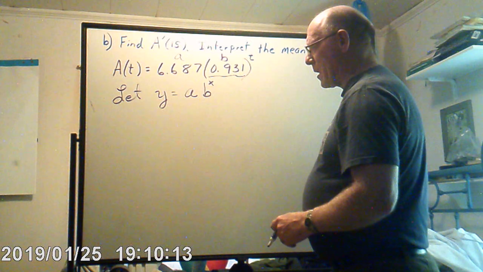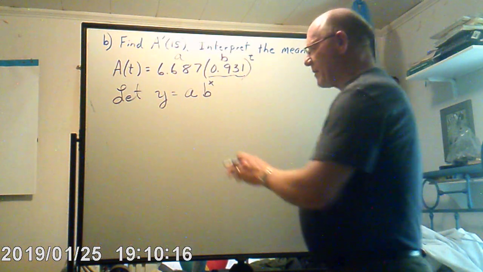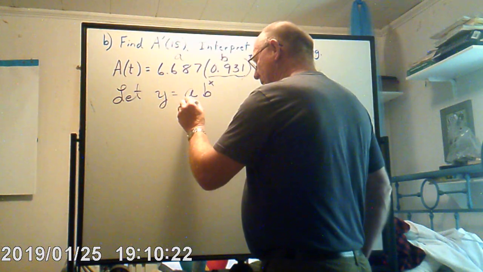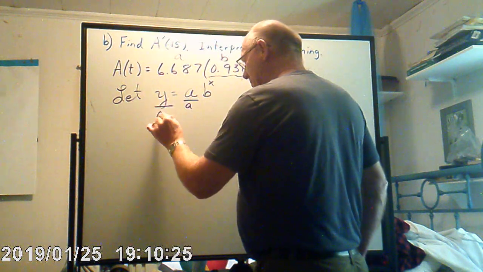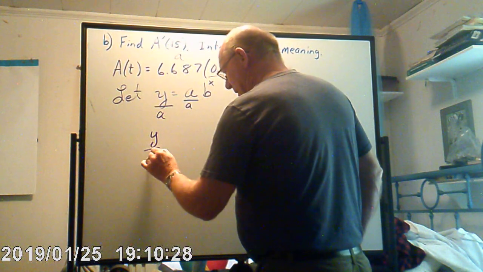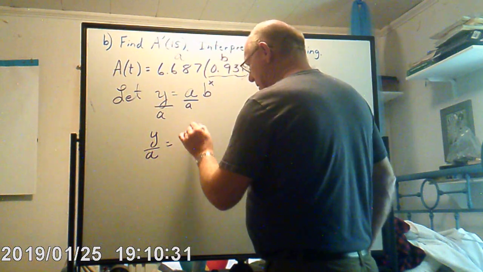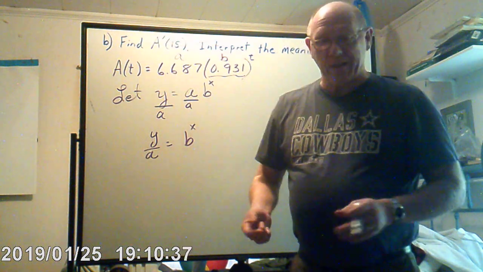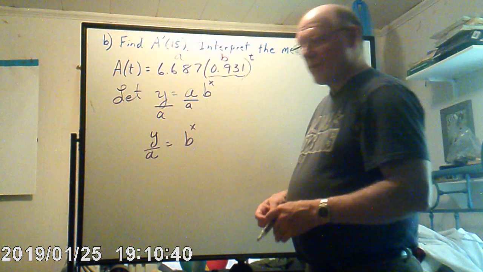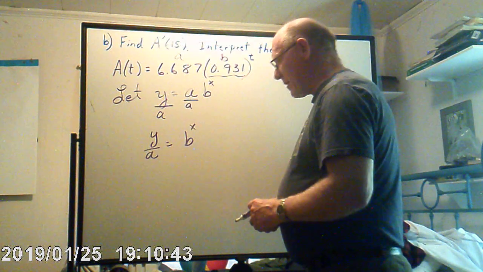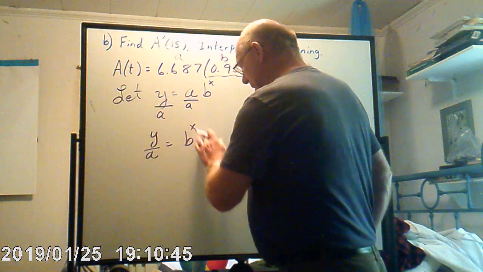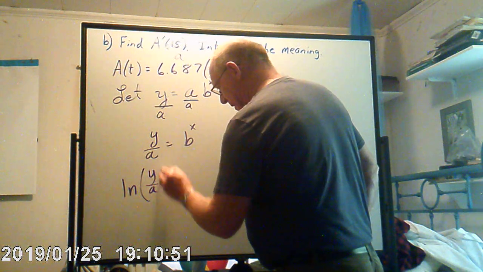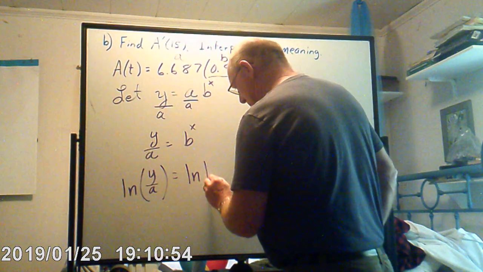I want to eventually solve for X, so we'll divide by A. So Y over A is equal to B to the X. Now A and B are constants, and Y and X are variables. Keep that in mind. If we want to get X by itself, we can take ln on both sides: ln of Y over A is equal to ln of B to the X.